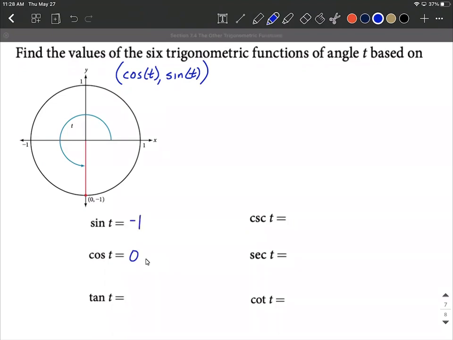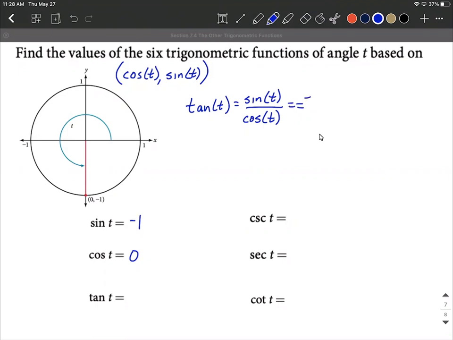All right, after we have these two, let's work next on finding tangent. So tangent is based on a quotient identity, sine over cosine. So we can say tangent of t is just going to be sine of t over cosine of t. After we have that definition down, our quotient identity, we can fill in for sine of t and for cosine of t. So in our case, sine of t can be replaced with -1 up in the numerator, and cosine of t can be replaced with 0 in the denominator.